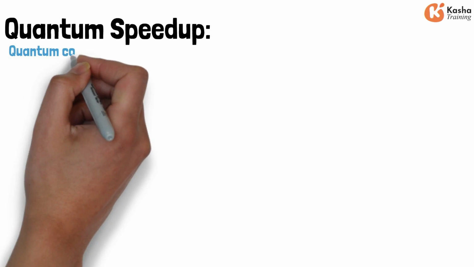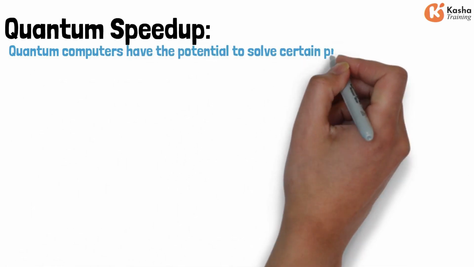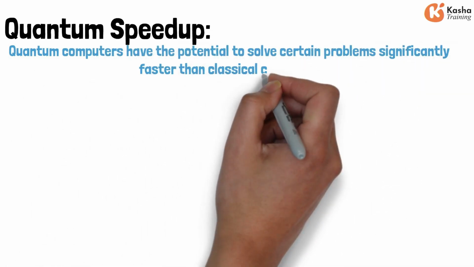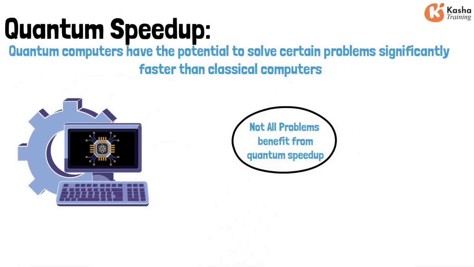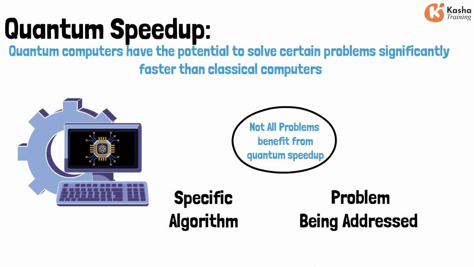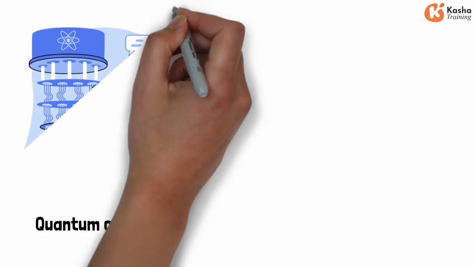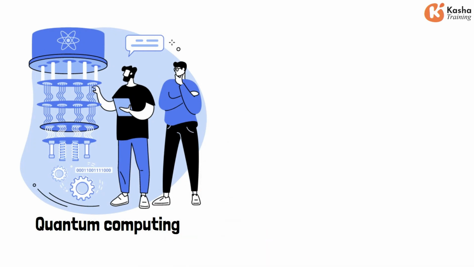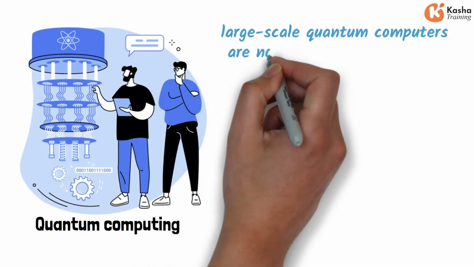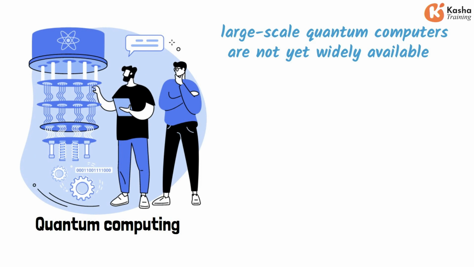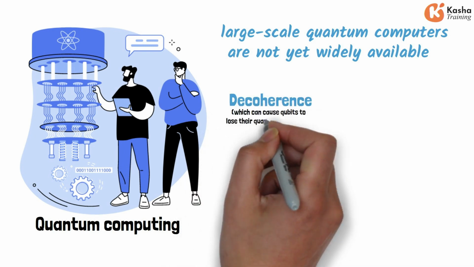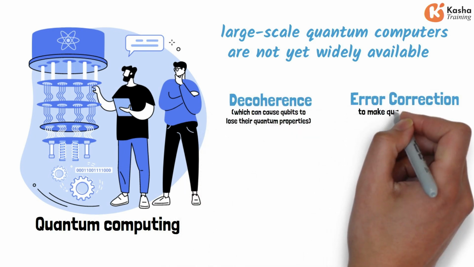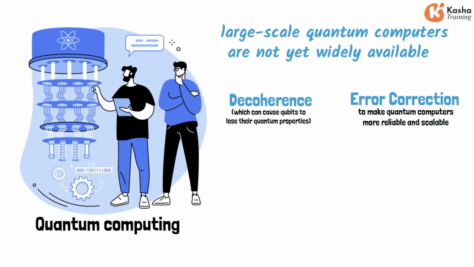Quantum speedup. Quantum computers have the potential to solve certain problems significantly faster than classical computers. However, not all problems benefit from quantum speedup, and it depends on the specific algorithm and problem being addressed. Quantum computing is still in its early stages of development, and practical, large-scale quantum computers are not yet widely available. Researchers and organizations are actively working on overcoming technical challenges such as decoherence, which can cause qubits to lose their quantum properties, and error correction, to make quantum computers more reliable and scalable.